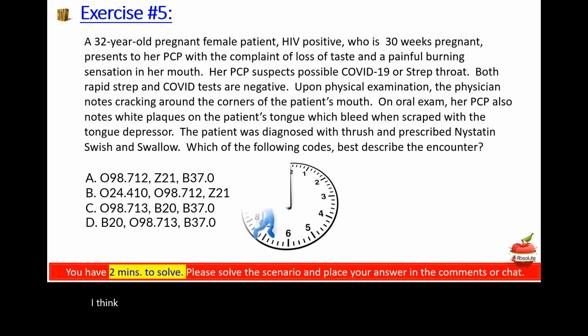I think you all are rocking. Yeah, this one is similar, but I think the repetition is good.